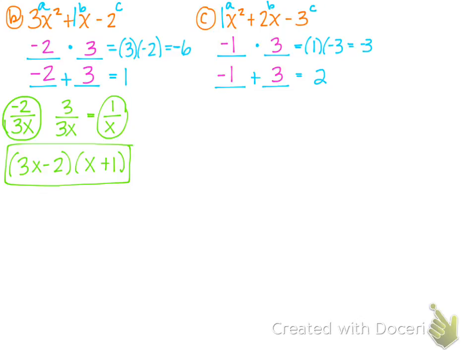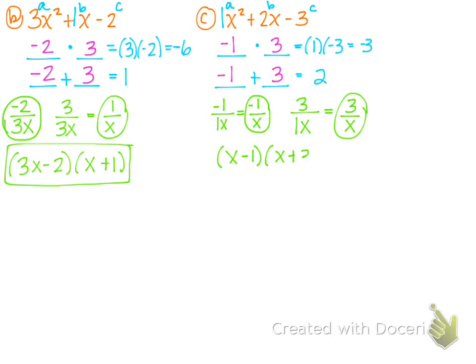So then we take what's in our blank. So we have negative 1 over A, and A is 1, and our variable. That's the same thing as negative 1 over x, because we can drop that 1 in front of the x. That's one of our terms. Then we take the other blank, put it over A in our variable, and that's the same thing as 3 over x, because we can drop that 1 in front of the x. So my two terms are x minus 1 and x plus 3. And there's our factored trinomial. So let's look at two more of these.